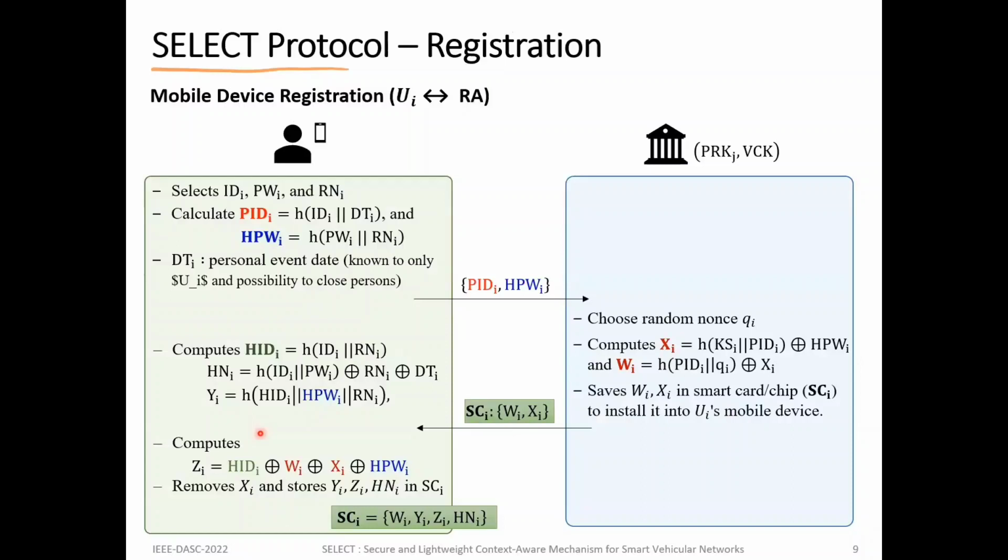Here is the mobile device registration phase. Here, the user first selects ID, password, and RNI, and then computes EID and hash password, and transmits this EID and hash password to the registration authority. The registration authority chooses one nonce and computes XI and WI with the help of its own private key, KSI, and the received information. Then it sends that information as smart card data. By that time, the mobile device user computes HID, HNI, and YI.